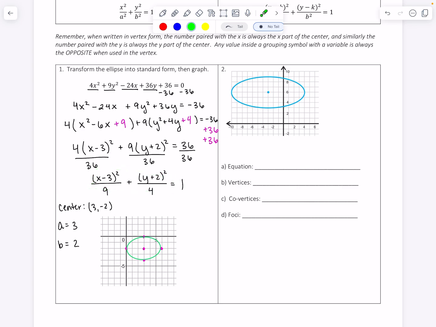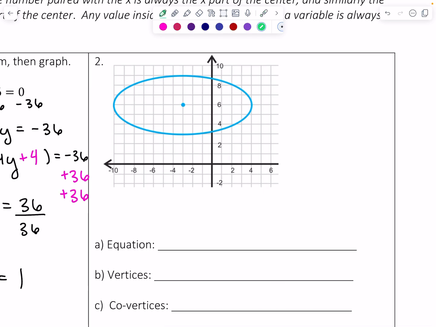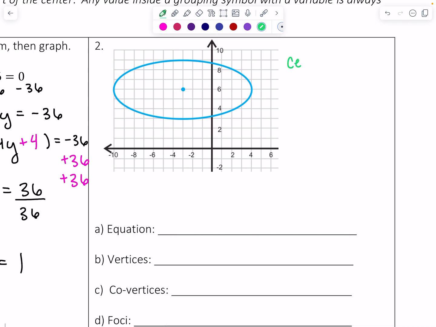Okay, so now let's look at this ellipse that we have right here. All right, so we're going to find our center first. So our center is at the point negative 4, 6.